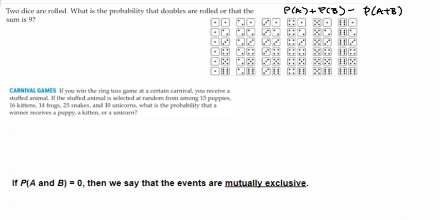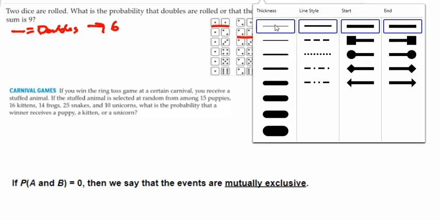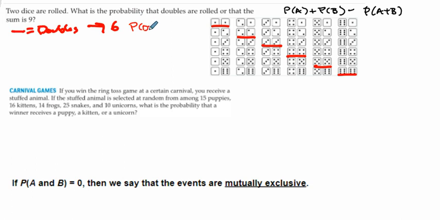Okay, so let's do doubles first. So we're going to make a key and we're going to say this is doubles. It's red. All right, and so here's a double, here's a double, here's a double, here's a double, here's a double, here's a double. So how many doubles do we have? We have six. So the probability of doubles is 6 out of 30, right?